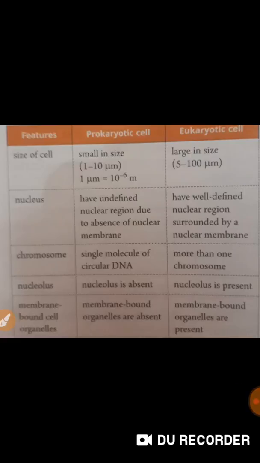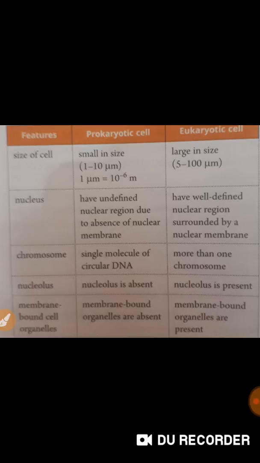We are going through the chapter Cell, the fundamental unit of life. Our topic today is prokaryotic and eukaryotic cells. This is a very important topic. On the basis of nuclear organization, cells have been classified into two types: prokaryotic cells and eukaryotic cells.